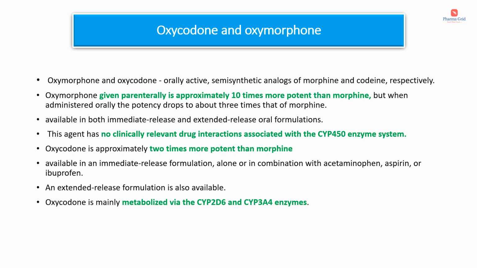Then this oxymorphone is available in both immediate release and extended release oral formulations. This agent has no clinically relevant drug interactions associated with the cytochrome P450 enzyme system. Then oxycodone is approximately 2 times more potent than morphine. It is available in an immediate release formulation alone or in combination with acetaminophen, aspirin or ibuprofen. An extended release formulation is also available. Oxycodone is mainly metabolized via the CYP2D6 and CYP3A4 enzymes.